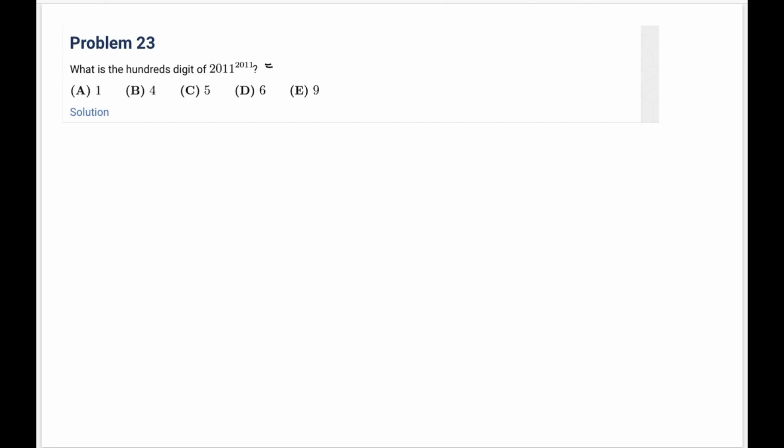Number 23, what is the hundredth digit of 2011 to the 2011th power? Okay, so this one, we can easily see that the hundredth digit of this is the same as the hundredth digit of 11 to the 2011th power, because this whole thing is 2000 plus 11, this whole thing to the 2011th power, and the 2000 is no good, because this is over 1000. It has a 0 in the hundredths place, so that's why it's kind of useless. And so it's the same thing as 11 to the 2011th power. And this is also the same as 10 plus 1 to the 2011th power, right?